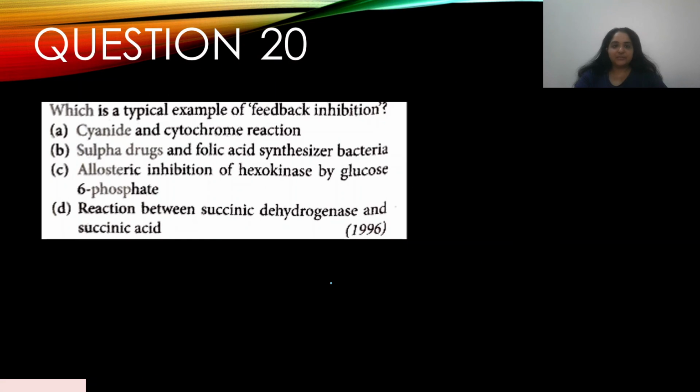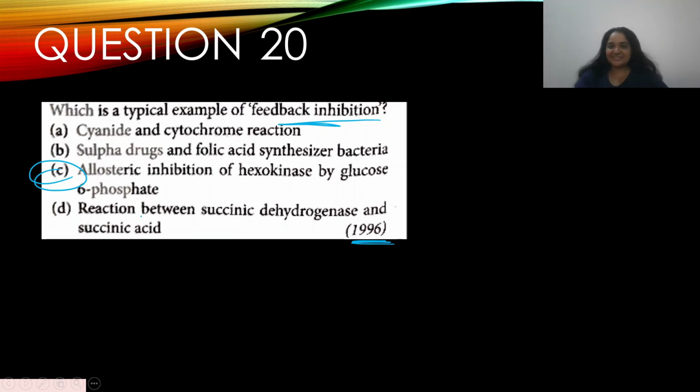Question number 20. Which is a typical example of feedback inhibition? Now you see the term inhibition and they put that in quotes. This appeared in the year 1996. A, cyanide and cytochrome reaction. B, sulfur drugs and folic acid synthesizer bacteria. C, allosteric inhibition of hexokinase by glucose 6-phosphate. And D, reaction between succinic dehydrogenase and succinic acid. So clearly it is answer option C, which is the correct answer.